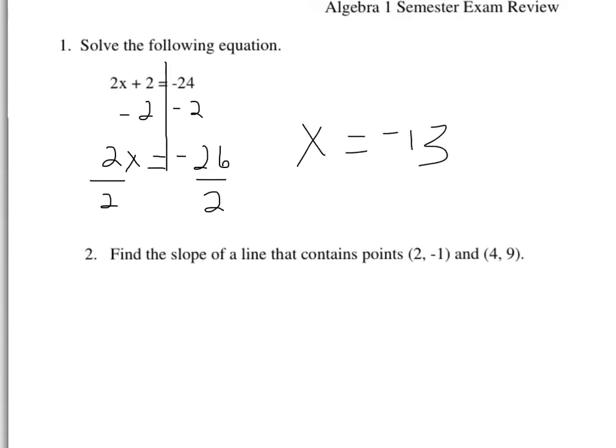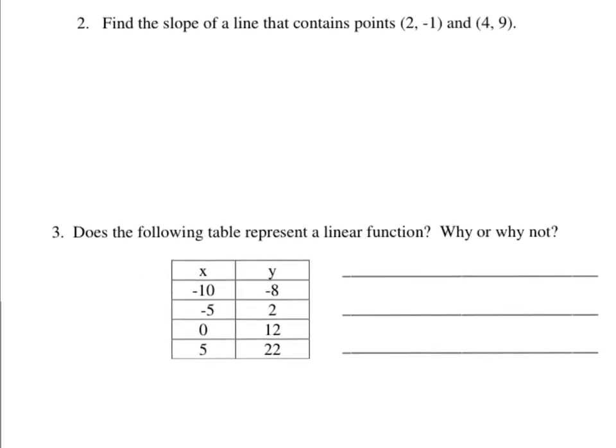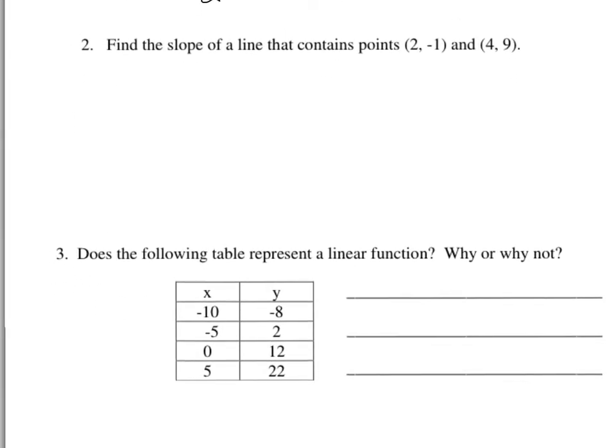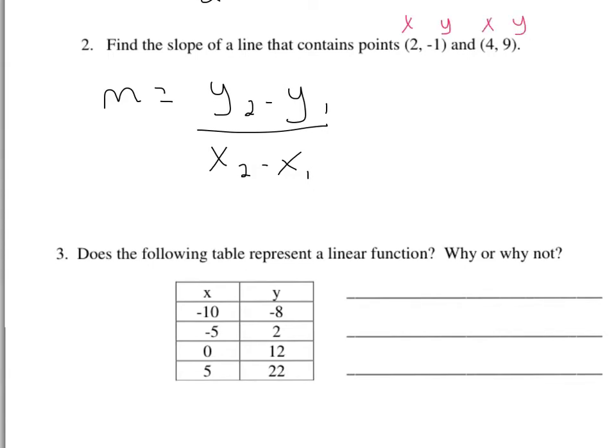And number 2, find the slope of a line that contains points (2, -1) and (4, 9). To find the slope, we use m equals y2 minus y1 divided by x2 minus x1. We will label the x and y values in each ordered pair. It's the first set, so we put a 1. This is the second, so we put a 2. And then we just point here and here, and we use the numbers that we're using.